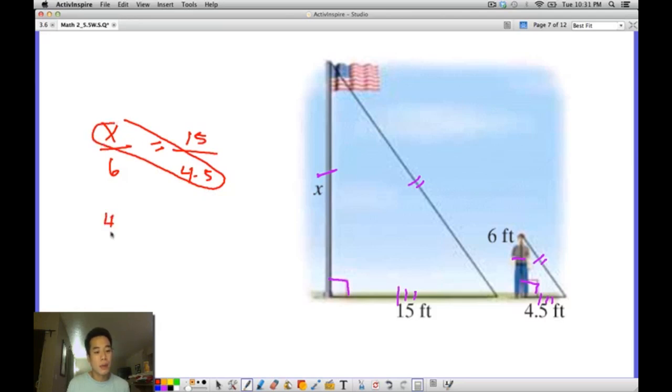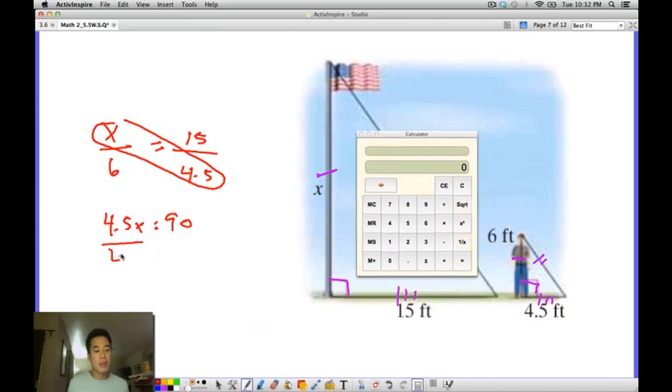From here, cross multiply. I know that 4.5 times x is 4.5x. I know that 6 times 15 is, this is a good distributive property part. 6 times 10 is 60. 6 times 5 is 30, so that's 90. Okay? And then I know that I need to solve this by dividing both sides by 4.5. And I can use my calculator. 90 divided by 4.5 is equal to 20. Wow, 20 keeps popping up today. So my missing side is 20 feet.